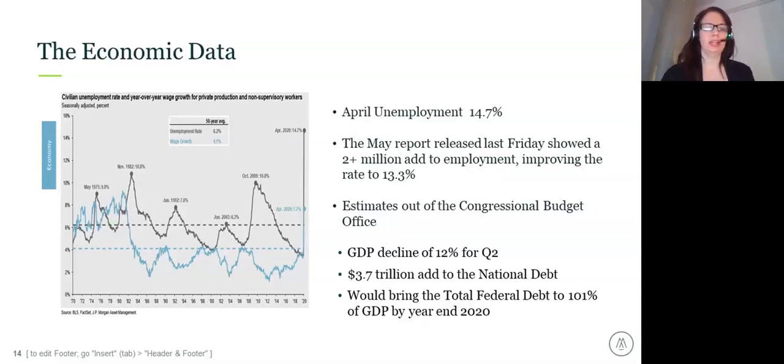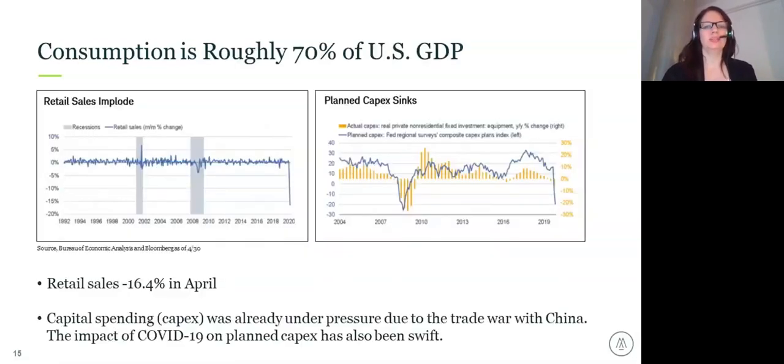So moving on to the next slide. You can see why there is such a large expected decline in GDP for Q2. Consumption makes up about 70% of the US GDP, and during the height of the pandemic, retail sales and planned business CapEx spending, not surprisingly, slumped considerably.